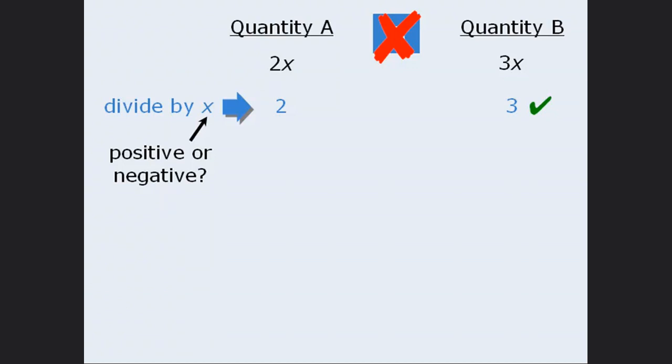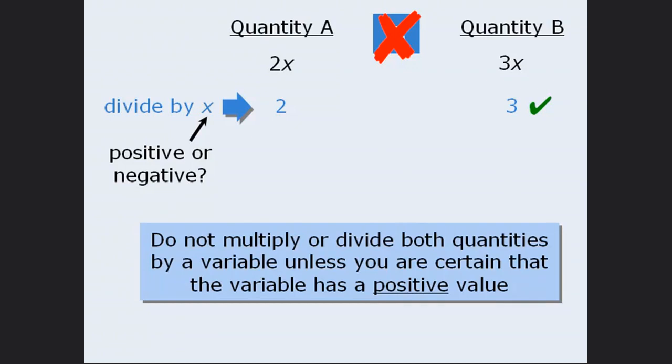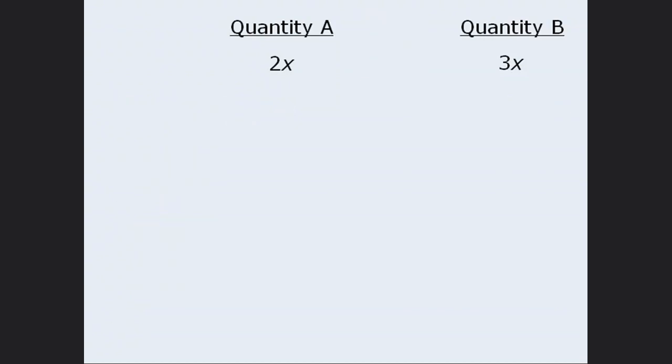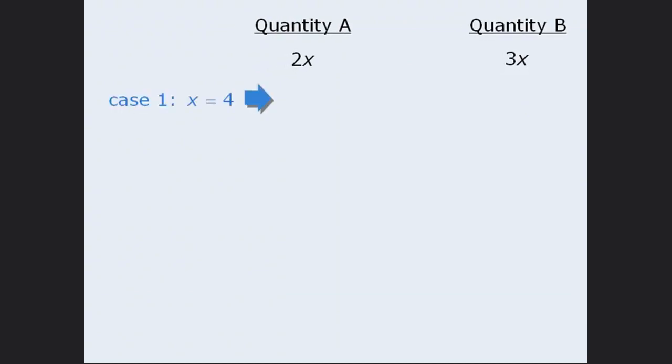For this reason, we must not multiply or divide quantities by a variable unless we're absolutely certain that the variable has a positive value only. To demonstrate this, let's look at some possible values of x. For example, what does our comparison look like if x equals positive 4? Well, in this case, quantity A equals 8 and quantity B equals 12, which means quantity B is greater.